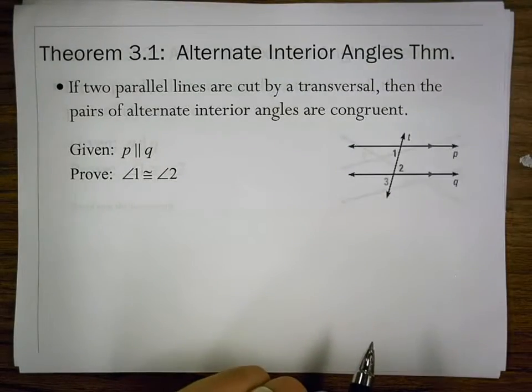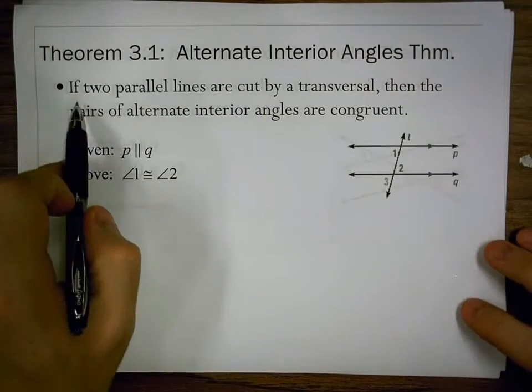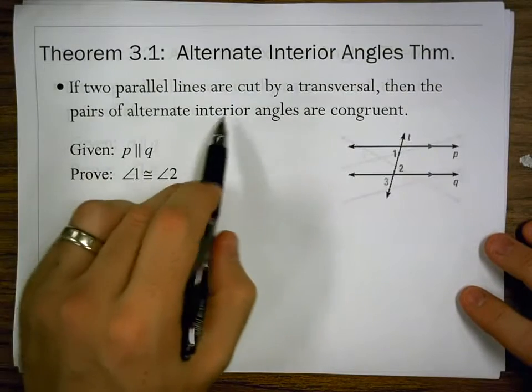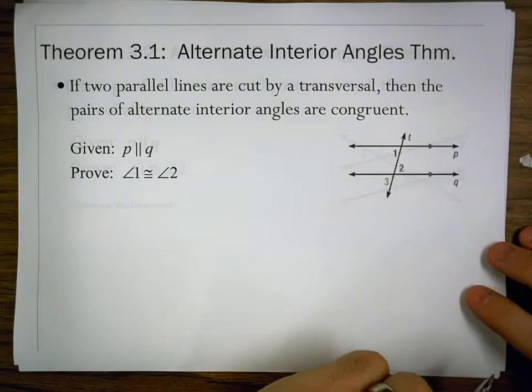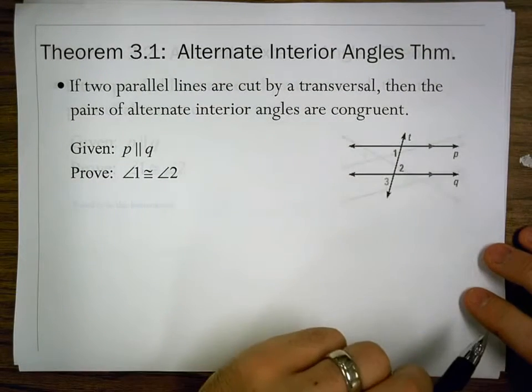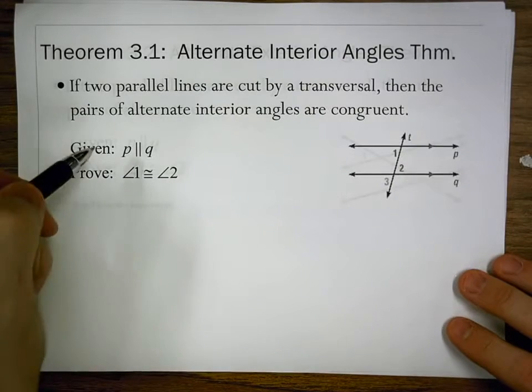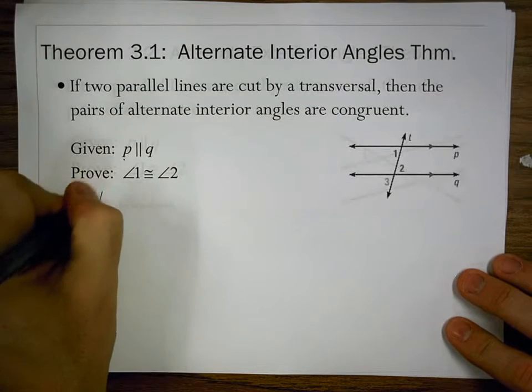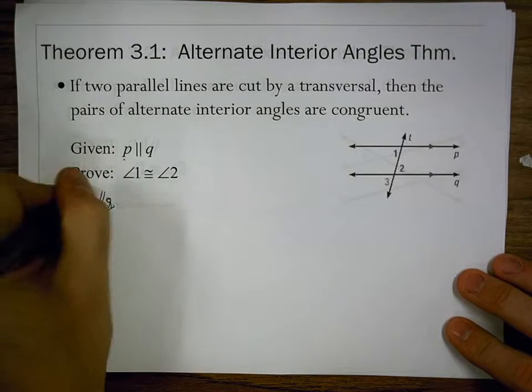Okay, let's go to our next theorem, which is the alternate interior angles theorem. Starts off the same way. If two parallel lines are cut by a transversal, then the pairs of alternate interior angles are congruent. So that's angle 1 and angle 2. So I'm given that P is parallel to Q. I need to prove 1 is congruent to 2.